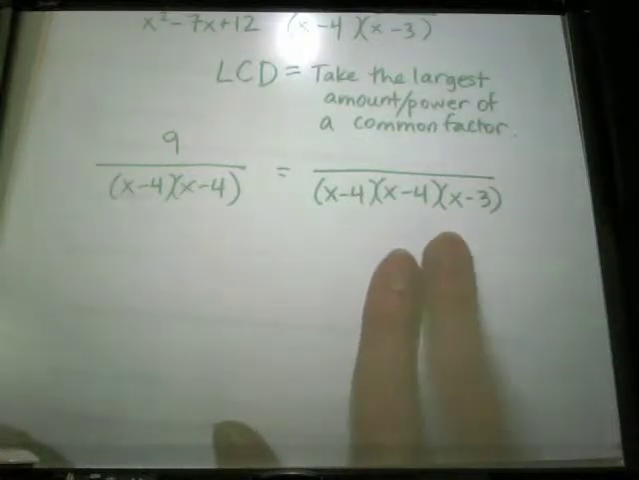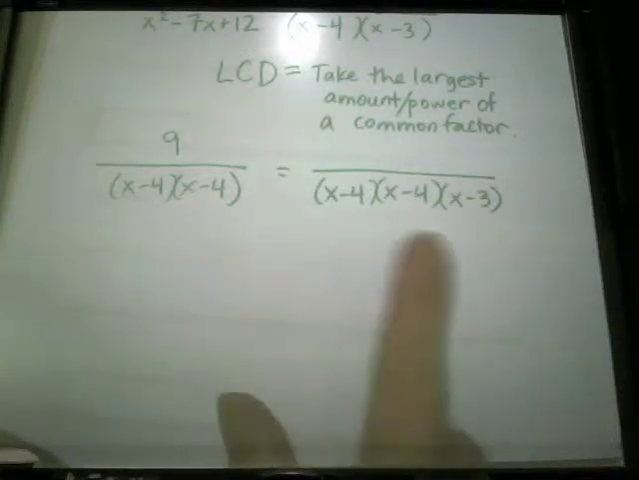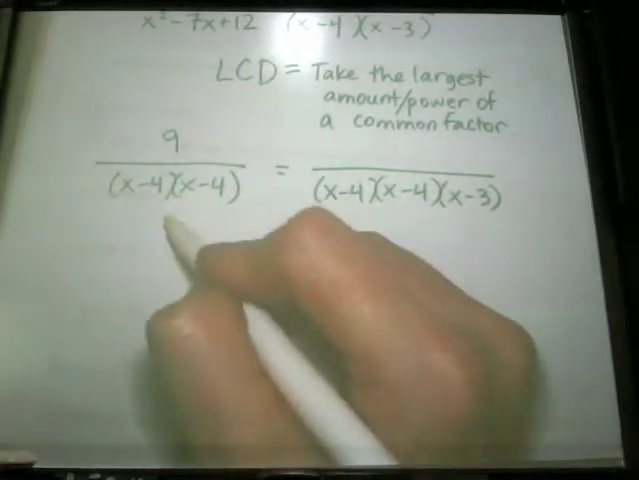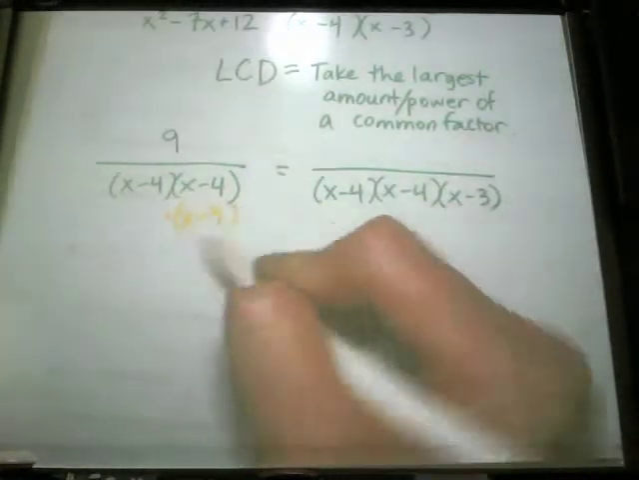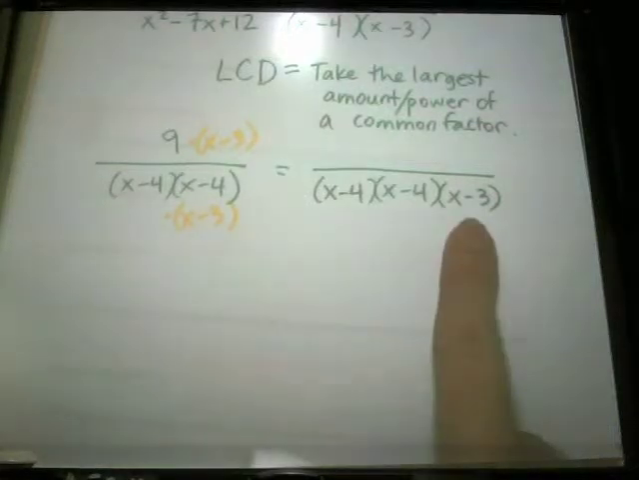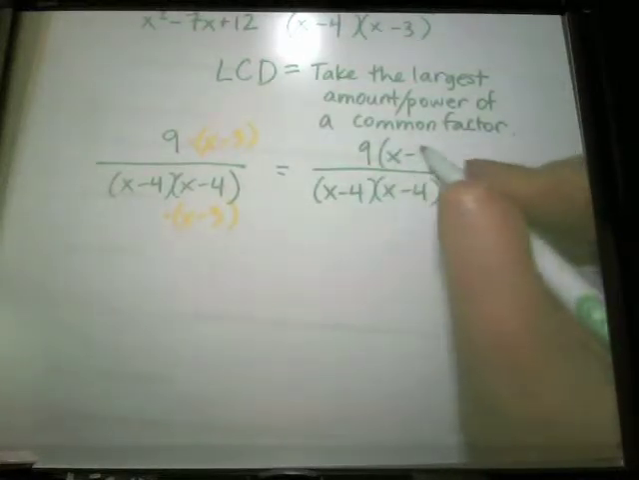What's in the second one that's not in the first one? Luke? Times x minus 3. Yeah, the only thing different is this, right? So guess what I would do to this? I would say times that x minus 3. If I multiply the denominator times that, now it's there. If I multiply the numerator by it, now my numerator is 9 times x minus 3.